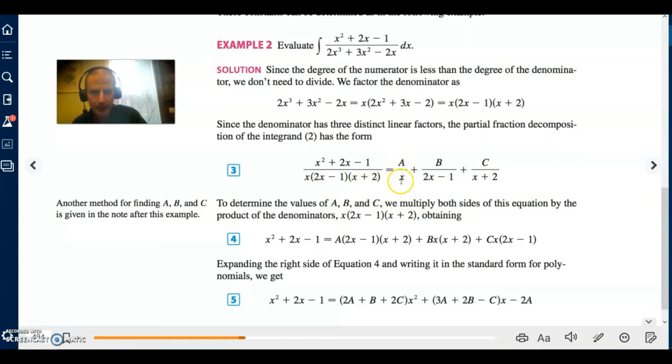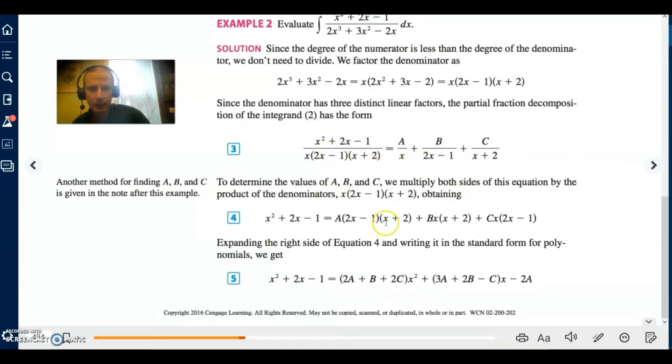A already has an x, it needs a 2x minus 1 times an x plus 2, so you wind up multiplying A times a 2x minus 1 times x plus 2. B already has a 2x minus 1, so it just needs an x and an x plus 2, so you wind up with Bx times x plus 2. C already has an x plus 2, so it needs to be multiplied by x times 2x minus 1. The idea is now when you put this all over the common denominator, all these extra parts cancel, leaving out the original. And now you set the top equal to the top, so we wind up with this equation here.